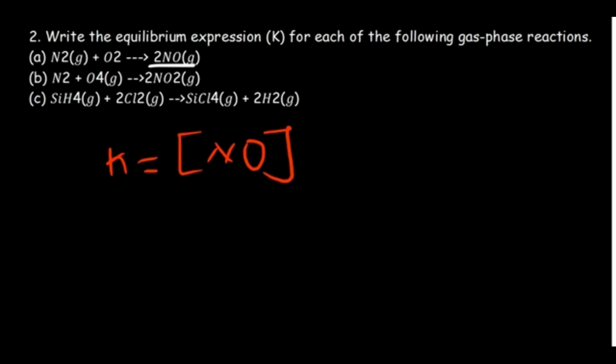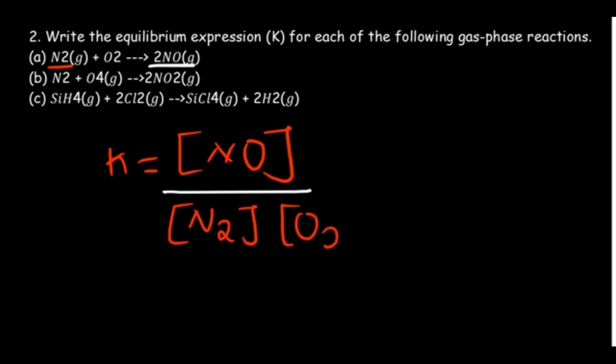The parentheses indicate that you're dealing with concentration. Then on the reactants I have nitrogen and oxygen. These are supposed to be raised to the stoichiometric powers. The nitrogen oxide on the right hand side has a coefficient of 2. Then on the left they're just single, so just 1 and 1. So what we've written there is our equilibrium expression for the first reaction.